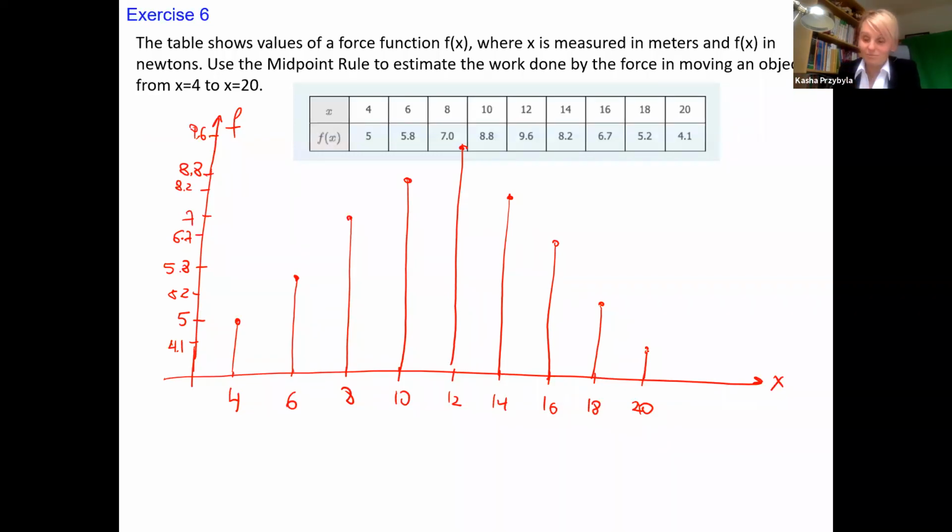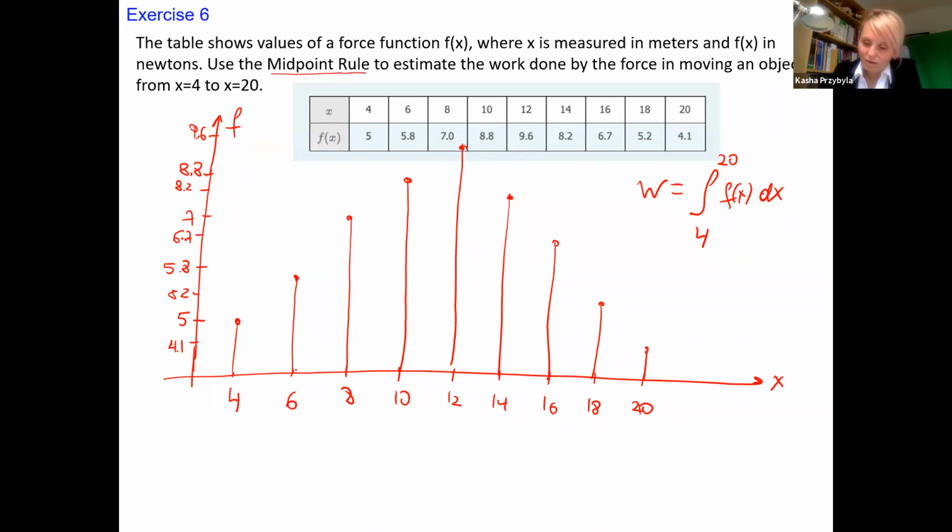But okay, no. And now they ask again, in order to find the work, yeah, we have to integrate. In order to find the work, I will integrate from 4 to 20 my force function. And since I have only values, I can do this in many ways. Like, you probably remember the right-hand side endpoints, the left-hand side endpoints. But now they are telling me the midpoint rule.